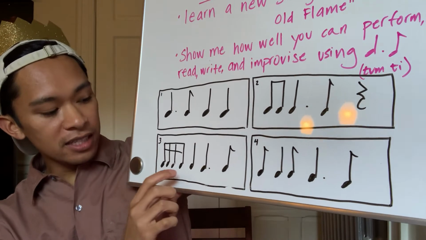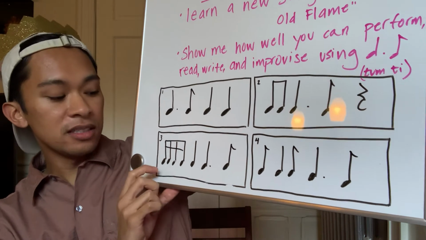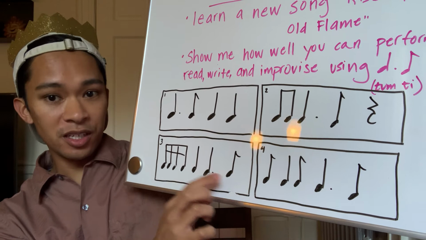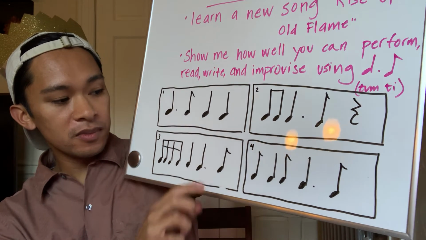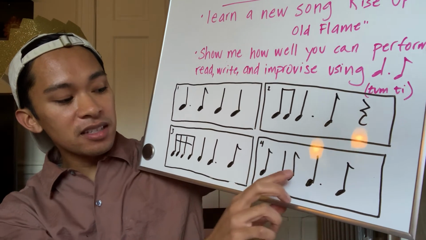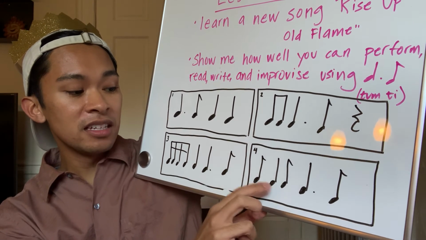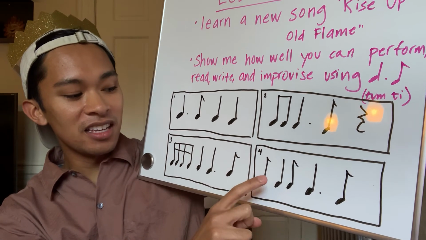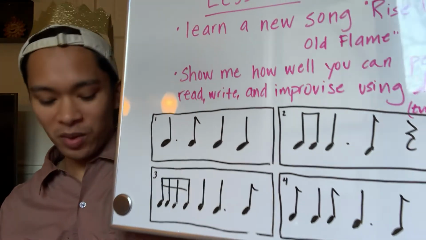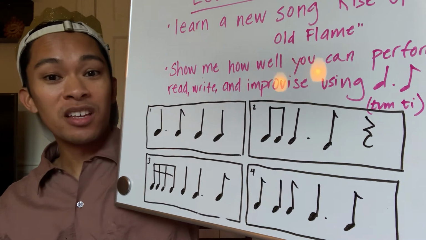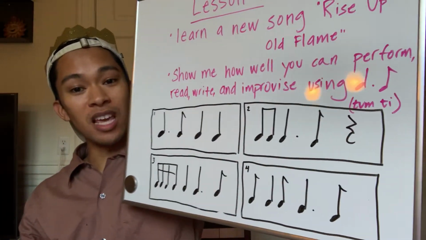Number three is tika, tika, ta, tum, ti. Two more times, tika, tika, ta, tum, ti. Number four is ti, ta, ti, tum, ti. Again, ti, ta, ti, tum, ti. So what's going to happen is I'm going to sing something, and then you are going to use one of these choices and make up your own.